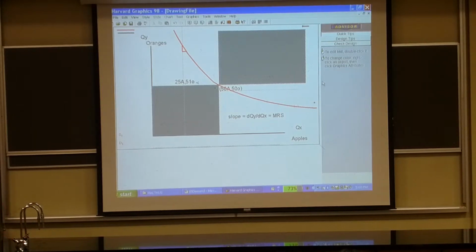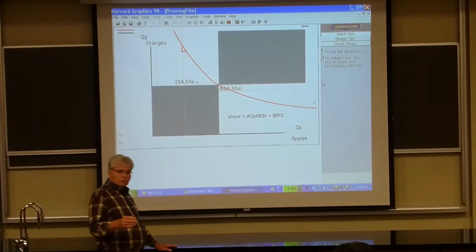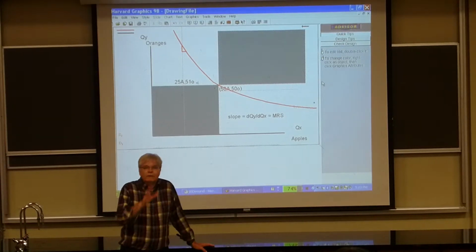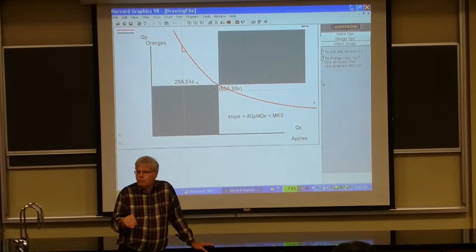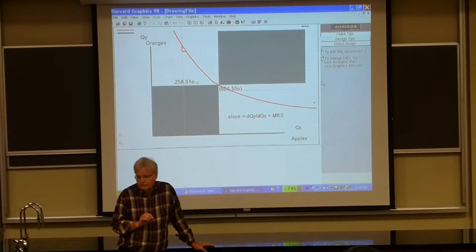Okay? The slope is the exchange of y for x along an indifference function. Every point above it is preferred to any point on the indifference function. Any point below it is less preferred than any point on the indifference function. So that sketches it out. This is like an isobar or an altitude line.